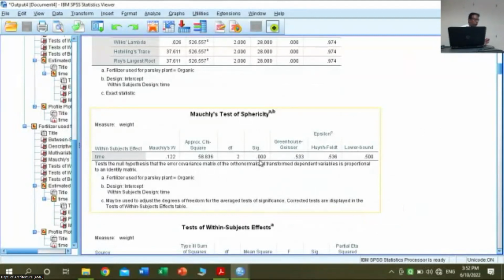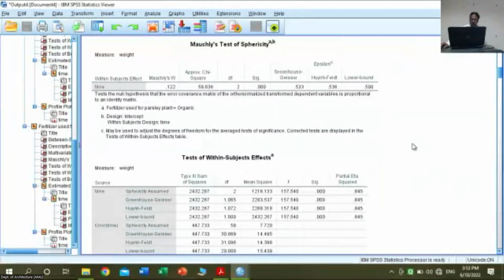Variances of the 4 groups are not the same. So here, in the next column you see Greenhouse-Geisser. It's written there, and the significance value is given as 0.533. So using that you can say population variances are the same, because here it is 0.533 for Greenhouse-Geisser.